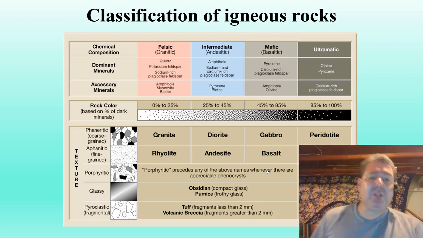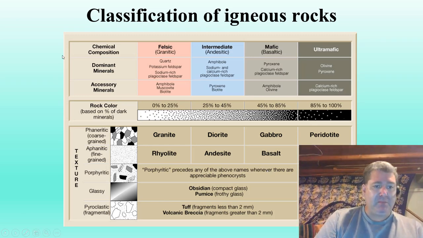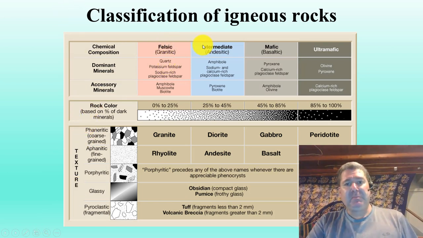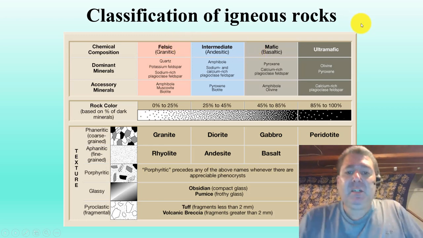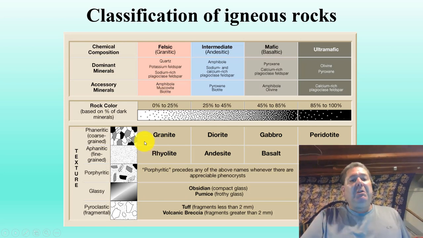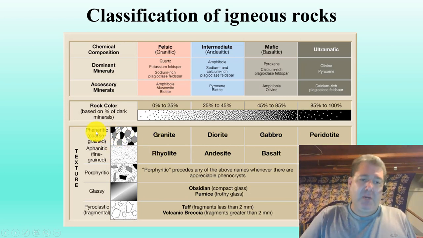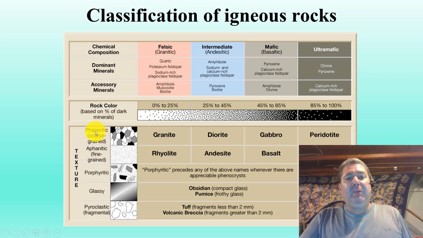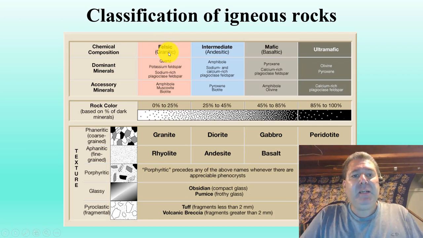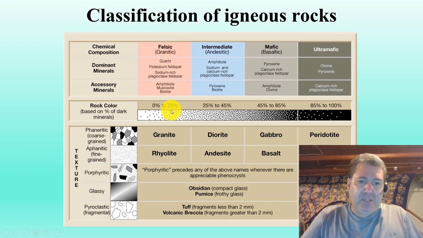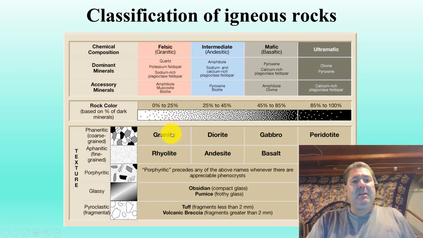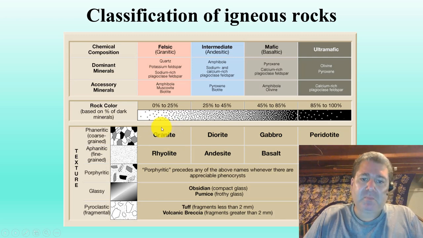This chart looks at both texture, on the y-axis, and composition or color, on the x-axis. Looking at this, if we see lots of coarse grains, so it's phaneritic, and we can tell it's got a lot of pinks and stuff like that in it, this is going to be felsic. Felsic and phaneritic, that's granite.